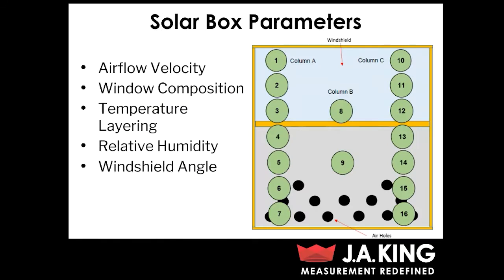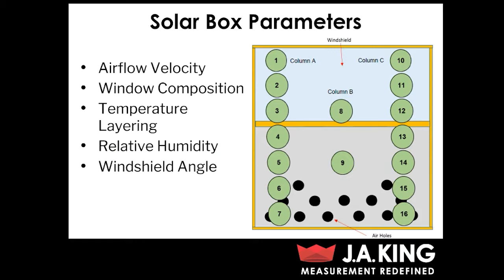And when we create these solar boxes, there's a few different parameters that we have to keep in mind and that we have to control. Some of them being airflow velocity. And the way that we can control that is by the actual geometry of the solar box itself, and then also by utilizing air holes. So if you look at the diagram on the right, this is a basic diagram of a solar box. And you can see I've pointed out multiple air holes at the bottom of that solar box. And so those can be plugged or opened up to help regulate the airflow velocity.